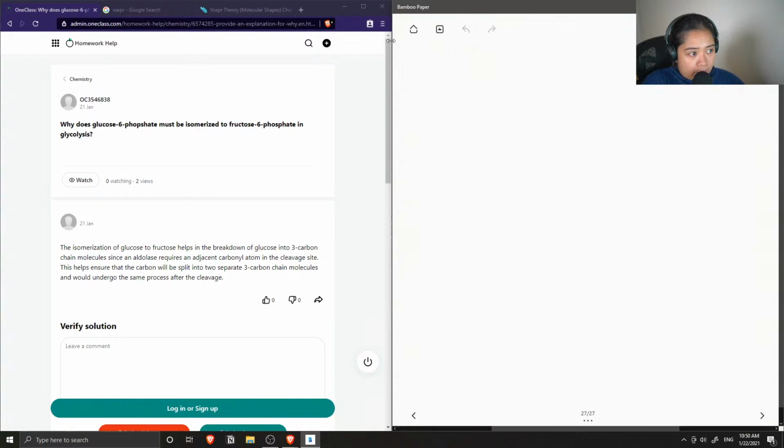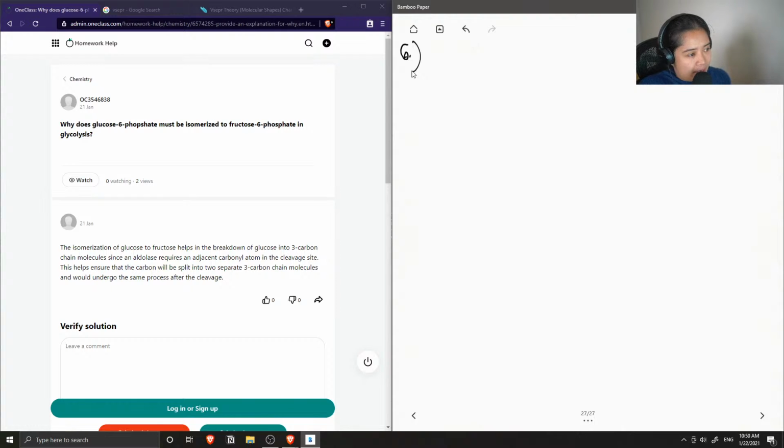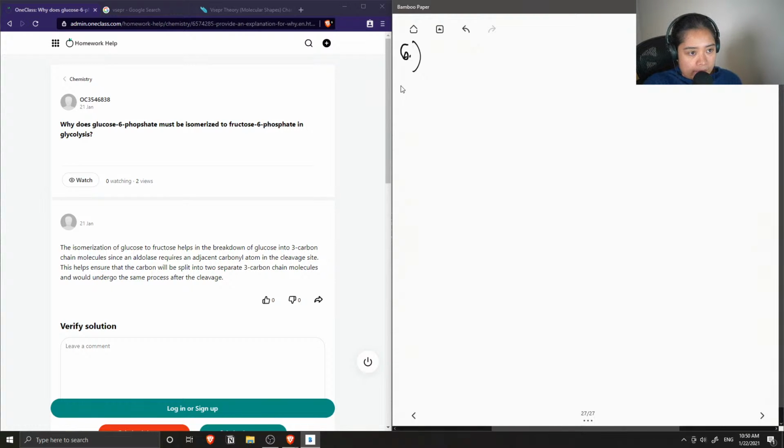Okay, so question number 6. Why must glucose 6-phosphate be isomerized to fructose 6-phosphate in glycolysis? Okay, so let me show this reaction scheme, starting with glucose 6-phosphate. Just bear with me while I write out the linear structure of glucose 6-phosphate.